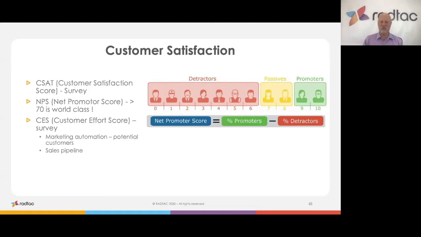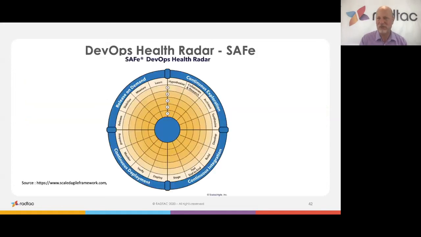And then CES, customer effort score. Customer effort score is much more about how easy is it for the customer to talk to us. So, you know, marketing automation systems here. How easy is it for the customer to find information about us, and how likely is it they're getting the right message? So again, that would typically be survey based, but we need some sort of customer satisfaction.